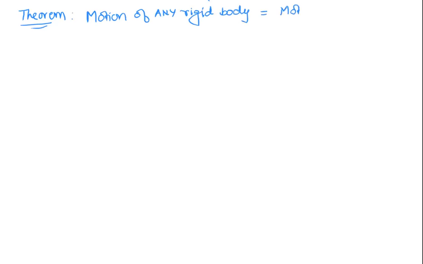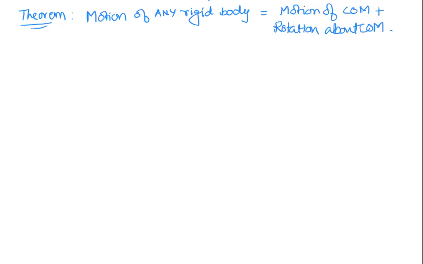So this is a very simple theorem that we are going to use. The theorem is that motion of any rigid body is equal to motion of the center of mass plus rotation about the center of mass.